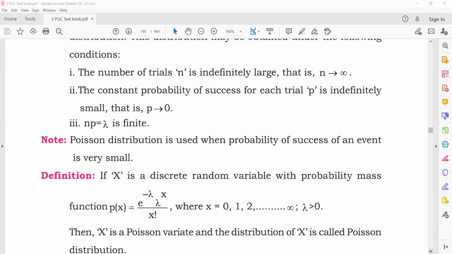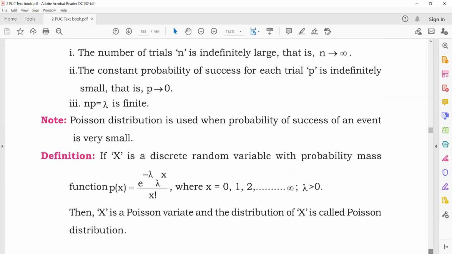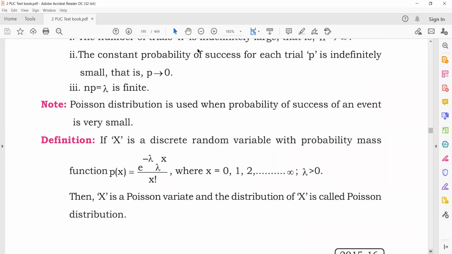So this is the definition of Poisson. Now it is purely mathematical form. Some of you might feel it is very difficult to write and understand. It's not that difficult actually. It is using a mathematical constant, which is e. The value of e is 2.71, and we know lambda.